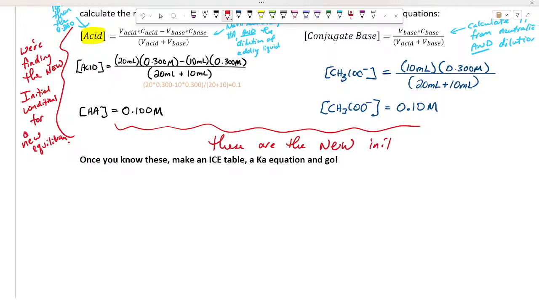And now you can just do an equilibrium, which you know how to do. So I want you to do that one. These are the new initial conditions. Now find the pH. You know what to do.